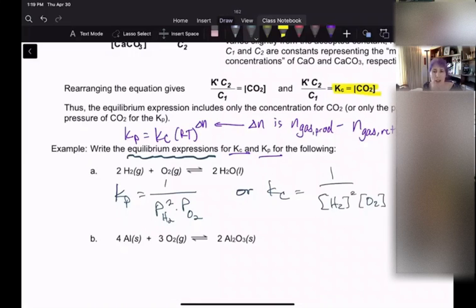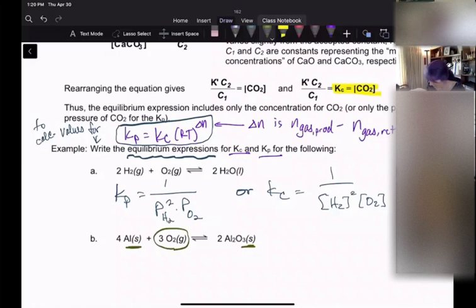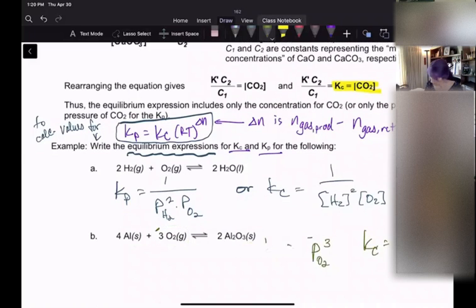So if we had a value for one of those things, we could calculate the value for the other one using that equation. But this would be to go between those values. So just the expressions, we're just looking at the K expression itself. So again, the solids don't come into play, it's just the gas. And I think we have one more, right? Yeah, there it is.